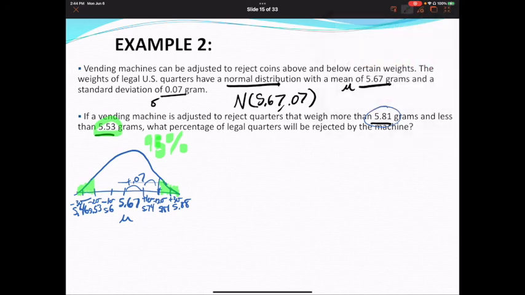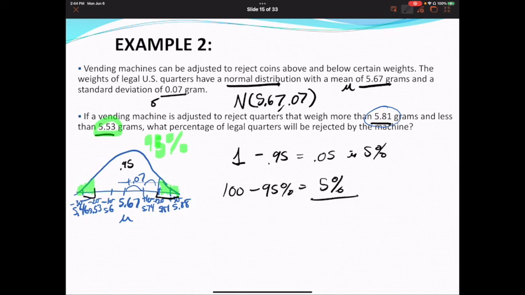Well, I need to remember that the entire area under a normal curve is 1, right? This area would be 0.95. So if I want to find out what's left over, I could take 1 minus 0.95 to get 0.05, which is 5%, right? Or I could have taken 100% minus 95% to see that 5% of quarters would be rejected by the machine. So next, like I had mentioned at the end of example 1, we're going to figure out what to do if we aren't a perfect, whole number of standard deviations above or below the mean.